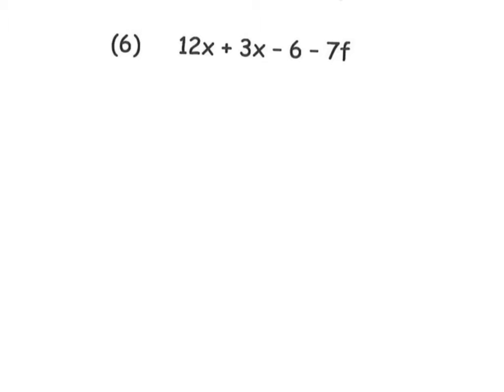Number 6, my terms are 12x, 3x, negative 6, negative 7f. So 12x and 3x are 15x. And then I don't have any like terms to combine these with, so I'm going to go negative 7f minus 6.